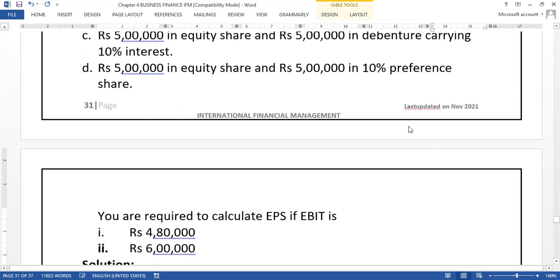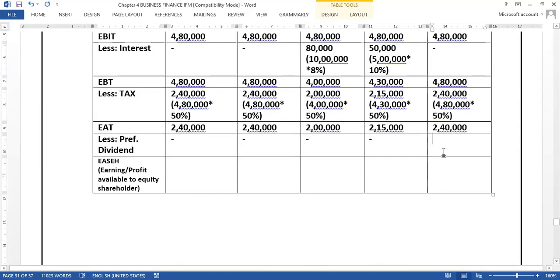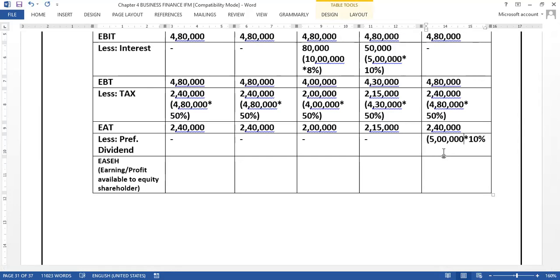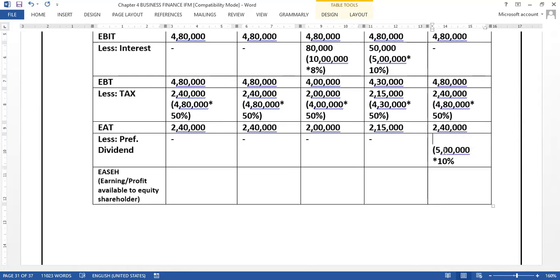Okay, what is the dividend here? Here they clearly mentioned 10%. Open the bracket: 5 lakh into 10%, you'll be getting approximately 50,000. Now if you subtract this, the EAT we got remains the same, whereas the final figure has a slight change. That means here it is 1 lakh 90,000.